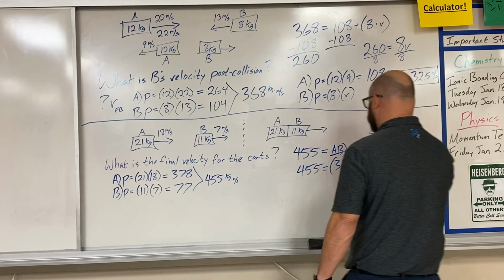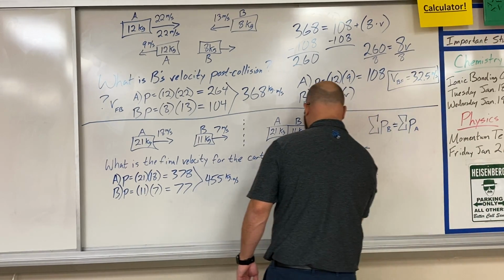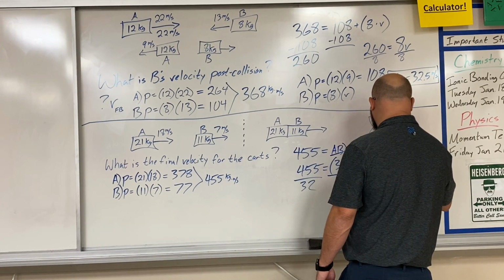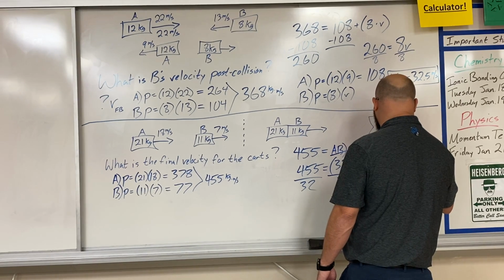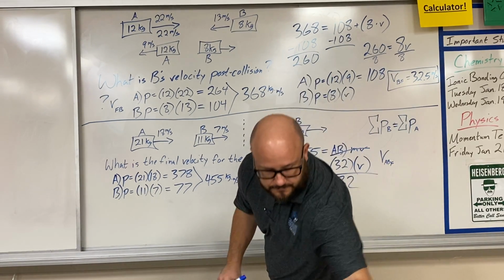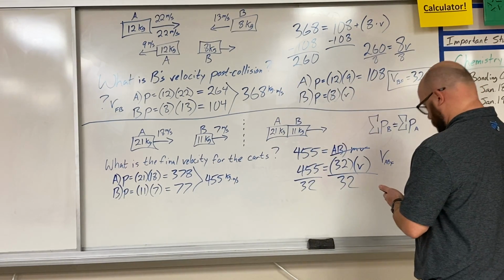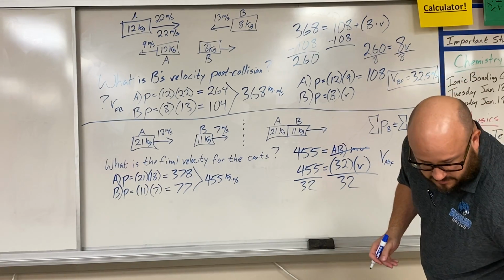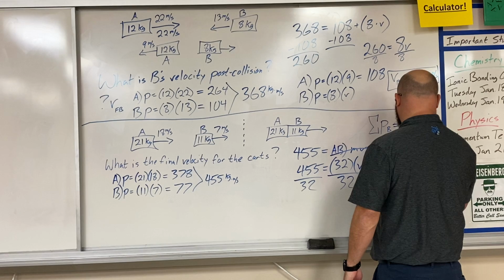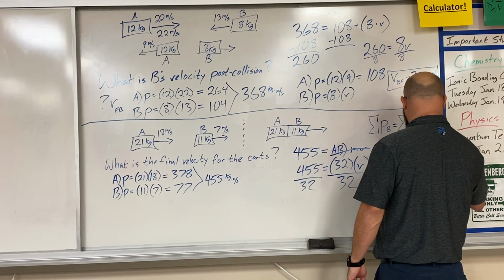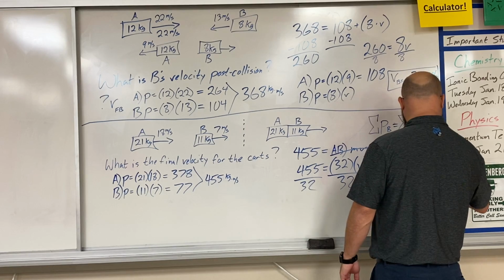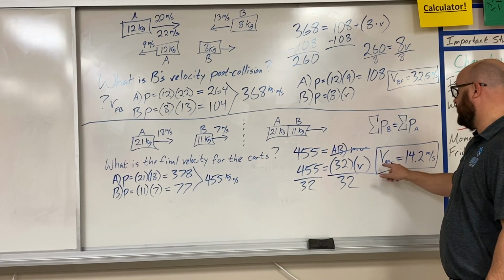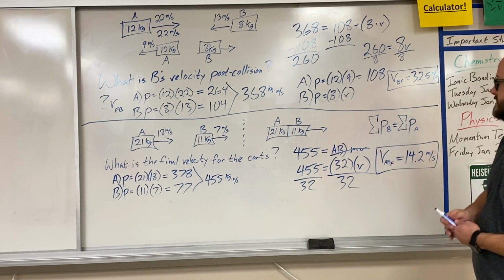To solve this, all we have to do is divide both sides by 32, and we get V for AB final is 14.2. We're going to round that to one spot. Meters per second. So V for A and B, because they're connected, final is 14.2 meters per second.